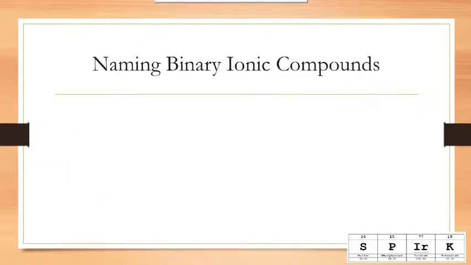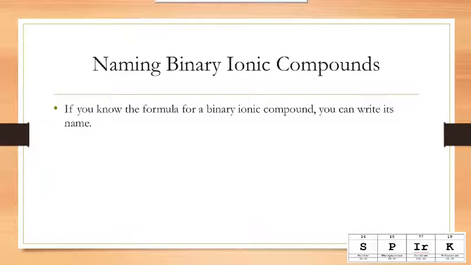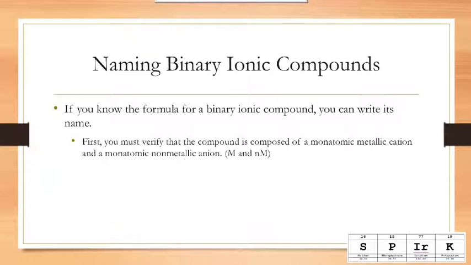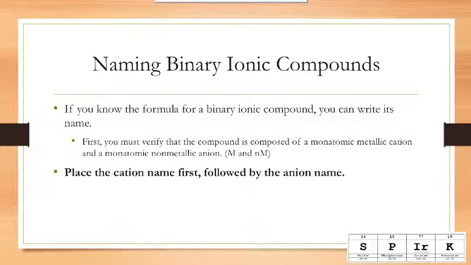Now we're going to name binary ionic compounds. If you know the formula for a binary ionic compound, you can write its name. First, you're going to verify that the compound is composed of a monatomic metallic cation and a monatomic nonmetallic anion. What that just means is that we have a metal and a nonmetal present. So we're going to place the cation name first, followed by the anion name.